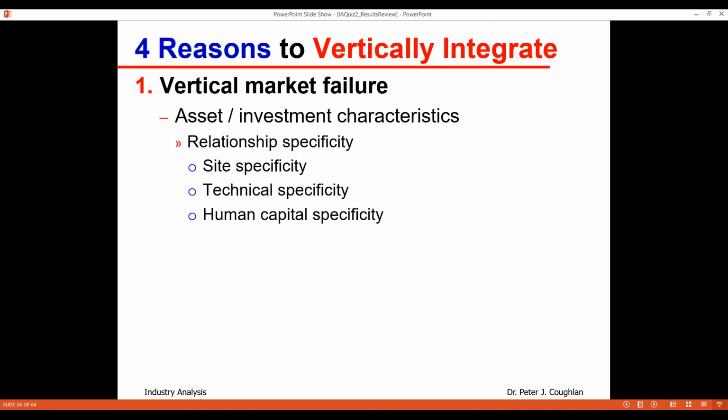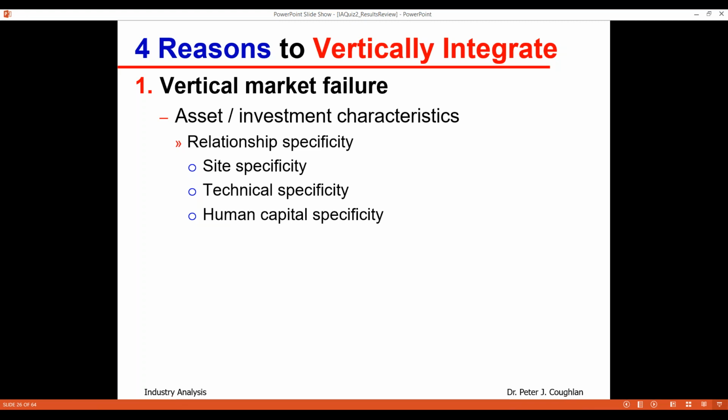Well, one is high relationship specificity. So the asset is very specific. You've invested a lot of money in an asset that is specific to a relationship. And the reading talks about three different types of specificity. One is site specificity, right? If I co-locate next to you, and therefore you are my supplier, and I locate next to you, right?